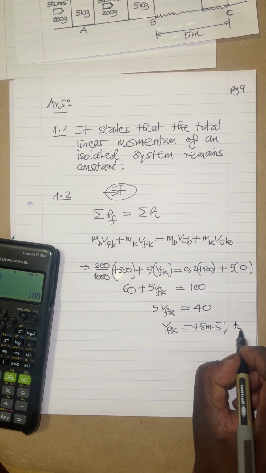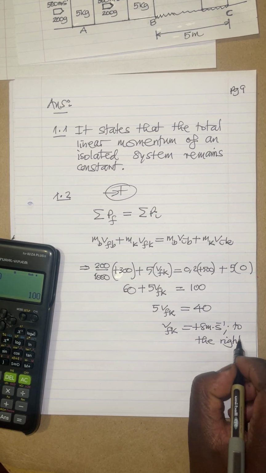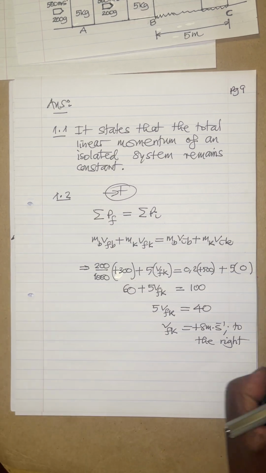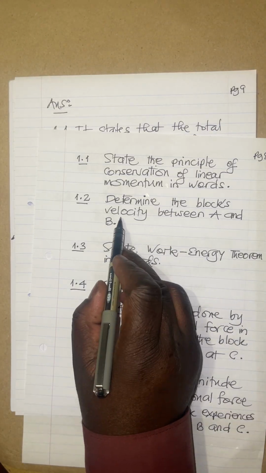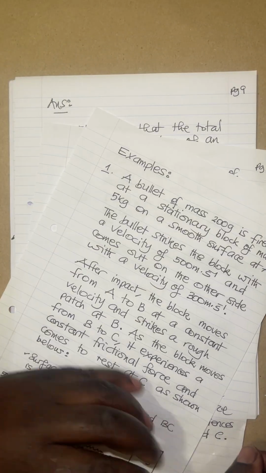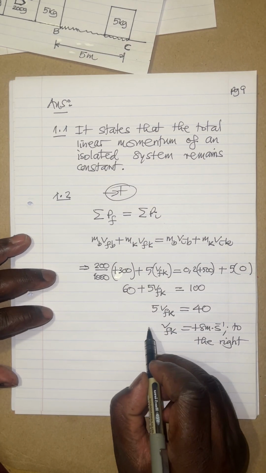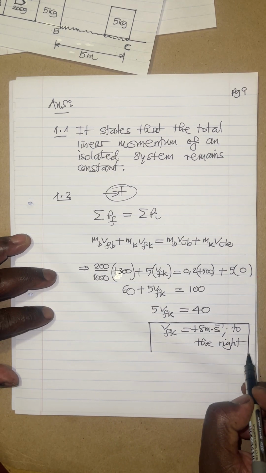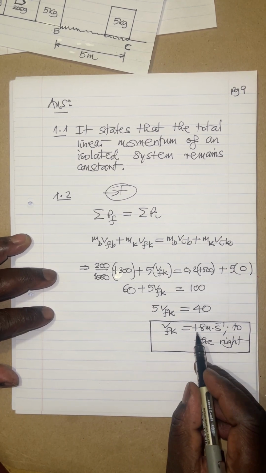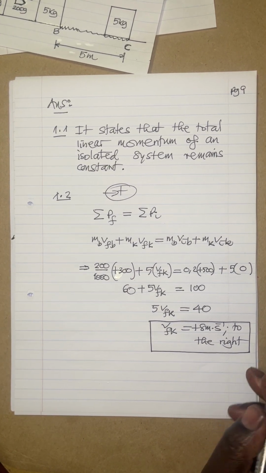And to the right. Why am I writing this? Because the question is asking us for velocity, and velocity is a vector quantity. It must have both magnitude and direction. Remember that here it says the block's velocity, not speed. Therefore, you have to make sure that you respect the traditions on how you present vector answers. You must have a plus sign there, magnitude, and direction. So we're done with 1.2.